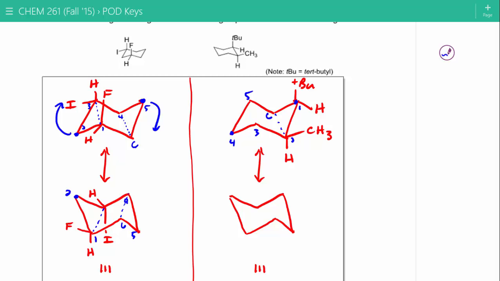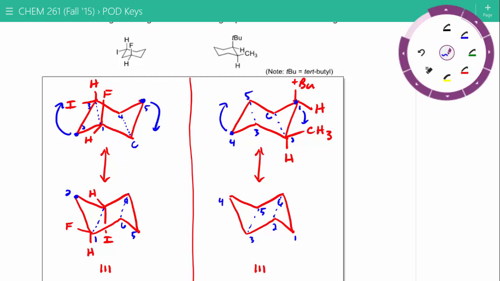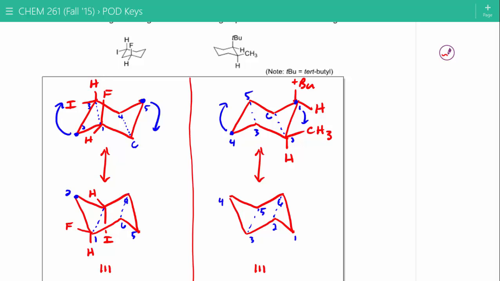We still have a hinge between these carbons. We can pull this footrest up, this headrest down. Now this is 1, 2, 3, 4, 5, 6. Now if we look at carbon 1, should that tert-butyl group be equatorial or axial? Equatorial. So I'll label this one out here, tBu.